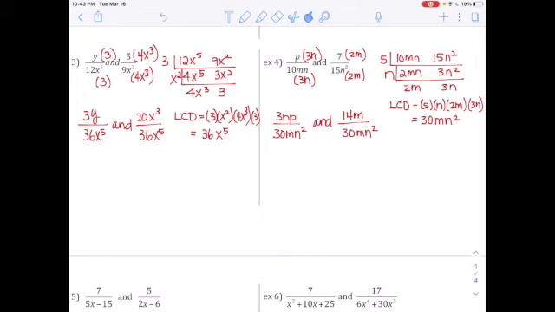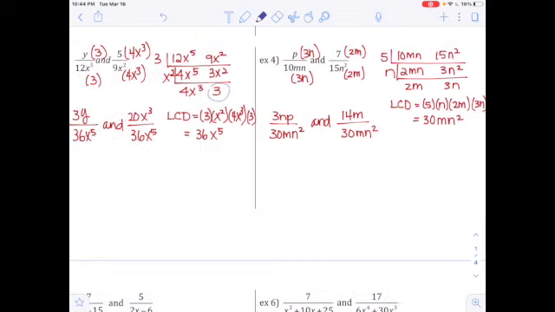And you just have to multiply the top to get the 3y. When you have 12x to the fifth, you're missing a 3. So you multiply 3 on top and bottom, and you can actually get that 3 from here. And then same thing with the other one. You're missing the 4x to the third. And then make sure you multiply the top. So it's 3y over 36x to the fifth. And the other one is 20 times x to the third over 36x to the fifth.